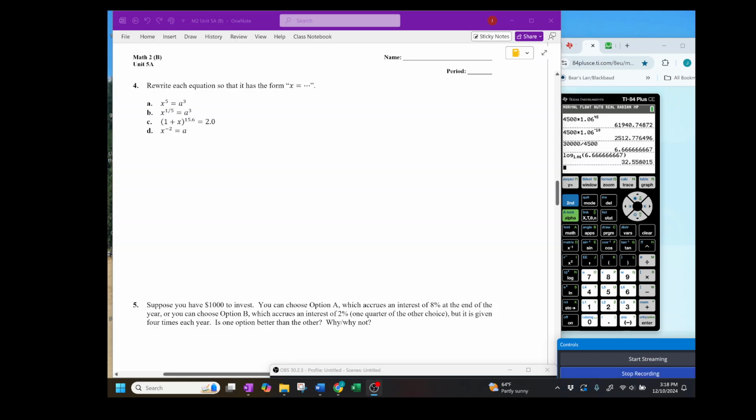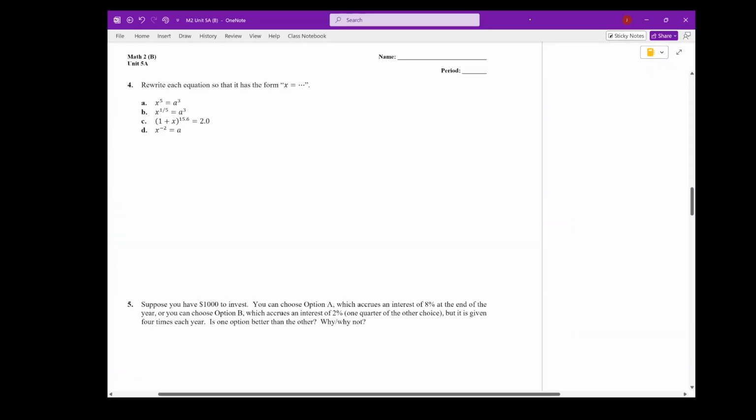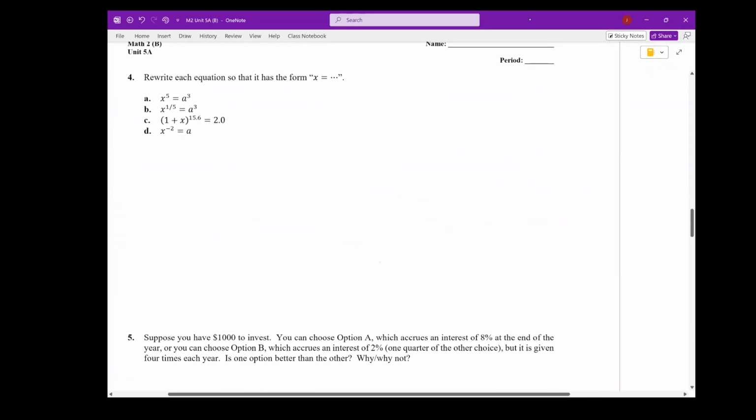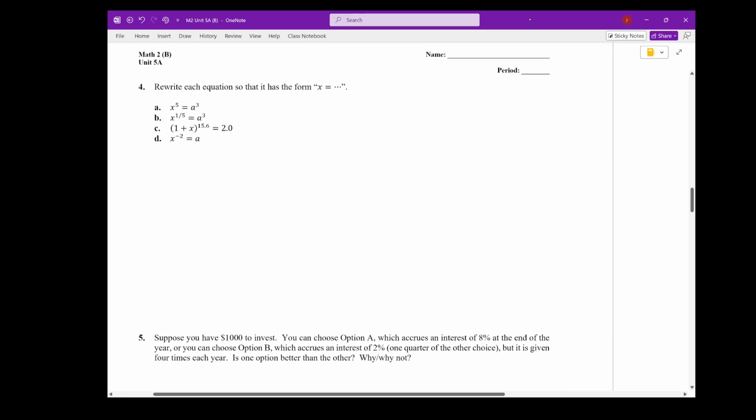Okay, let's take a look at number 4 from 5A. So this is rewriting equations so it has the form x equals. A lot of these are just going to involve various exponent type rules here. That's what I'm guessing looking at this thing anyway.